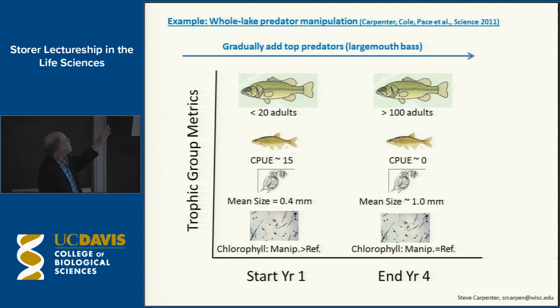So we essentially did a bass titration where we put a few bass in every once in a while over a period of 2 or 3 years to gradually shift the food web while monitoring a very large number of response variables at very high frequency, to try to see whether the early warning signals showed up.